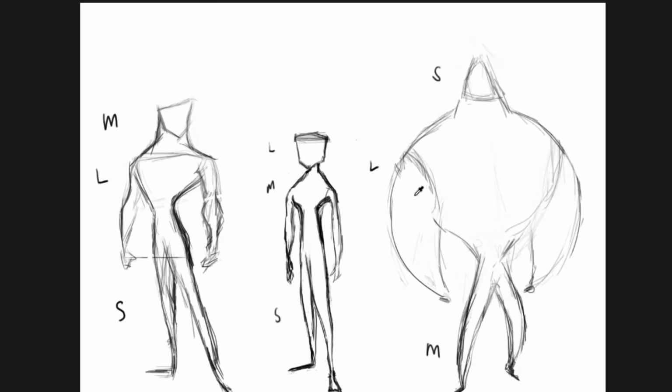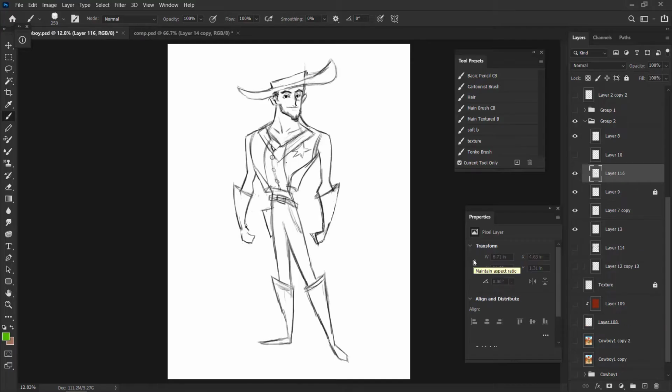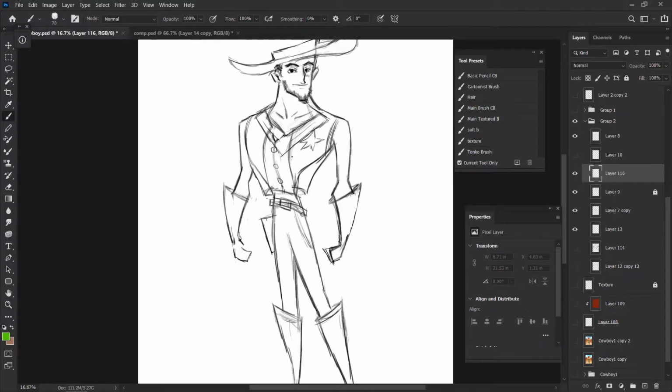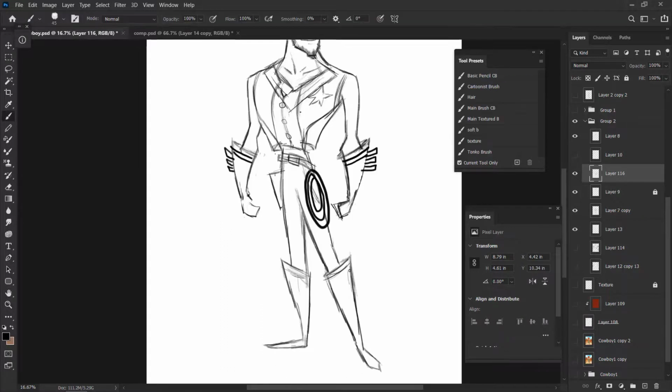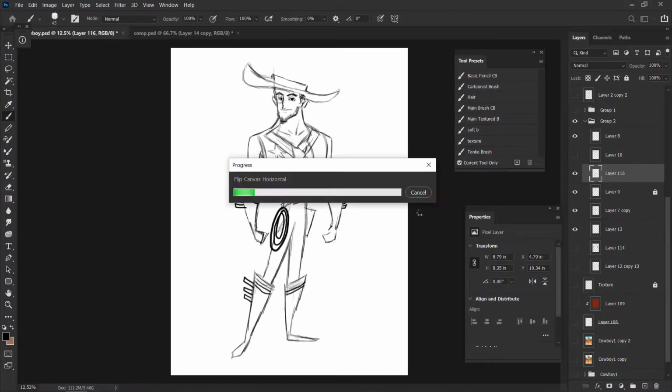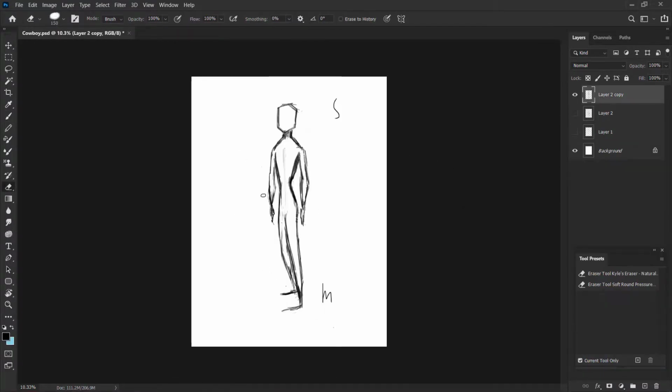Next step is repetition, since repetition gives us a unique symbol for our character. I will create some repetition even at the back. Don't forget to flip the canvas every time you are satisfied. Now we are all finished with the rough sketches.